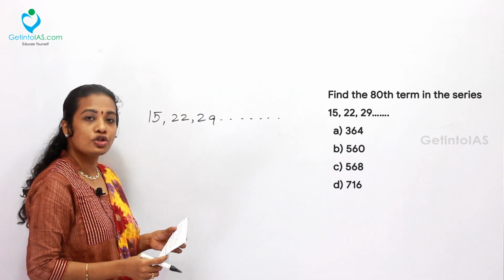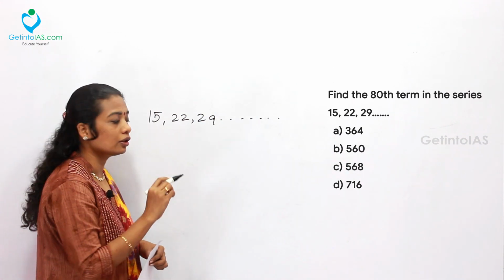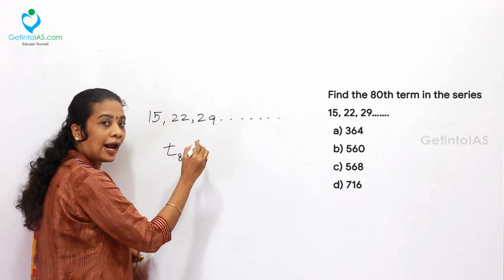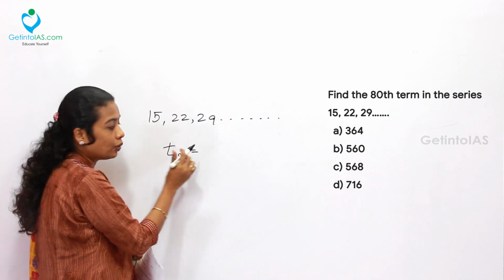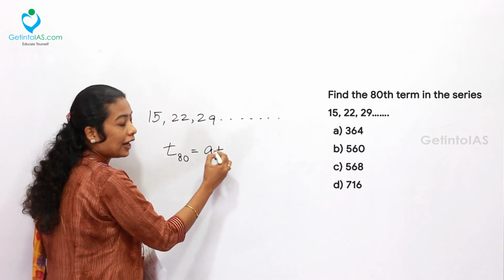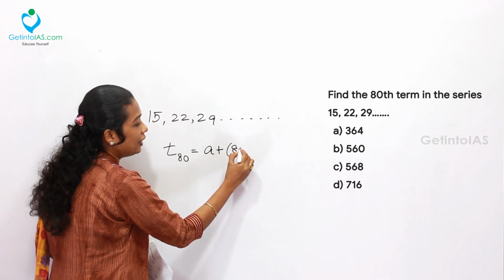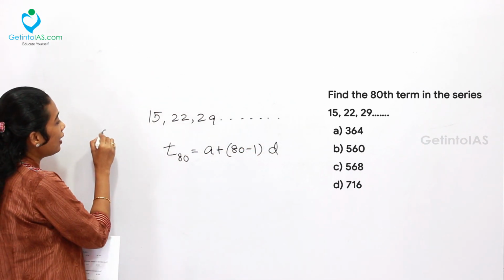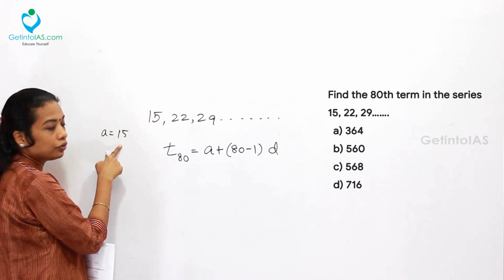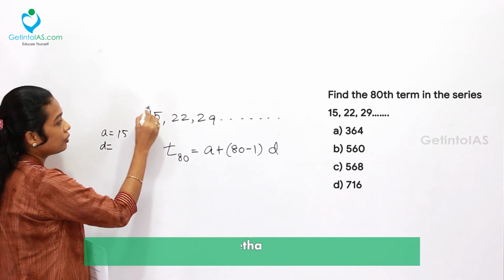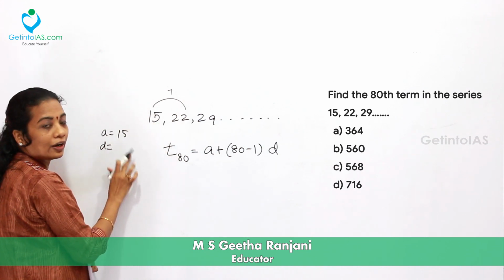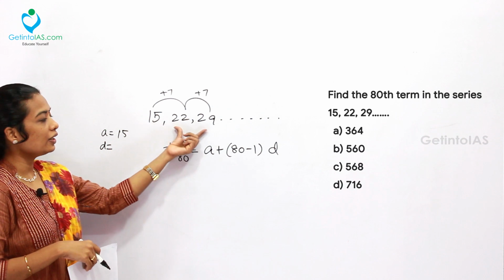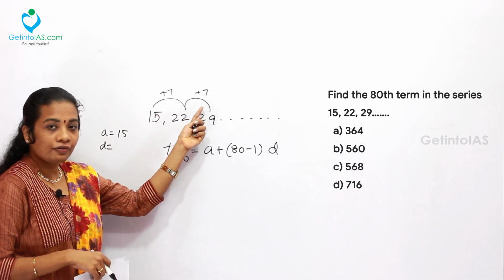So, what is the usual formula for finding the 80th term? Usually, Tn is equal to a plus (n minus 1) d. Here, T80 is equal to the same thing, a plus (n minus 1), that is 79, so (80 minus 1) d. What is the a here? A is the first term, that is 15. What is the difference? The difference is simply 7, plus 7. In the second term also plus 7. So, evaluating these two terms, the common difference is 7.